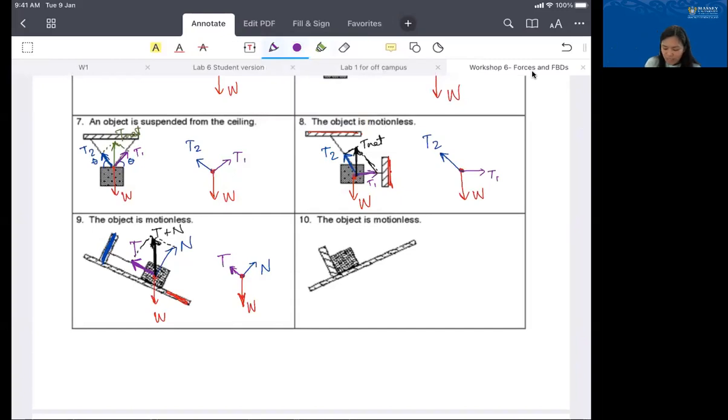Right, so question 10, there's no string, so it's just surfaces supporting the object, so it's just normal forces present there. But again, the easiest force to draw would be the weight force, always directed downwards. Then you have this surface on the left that's diagonal here that will provide the normal force. Your normal force should be perpendicular to this surface. So that should be your normal force there.